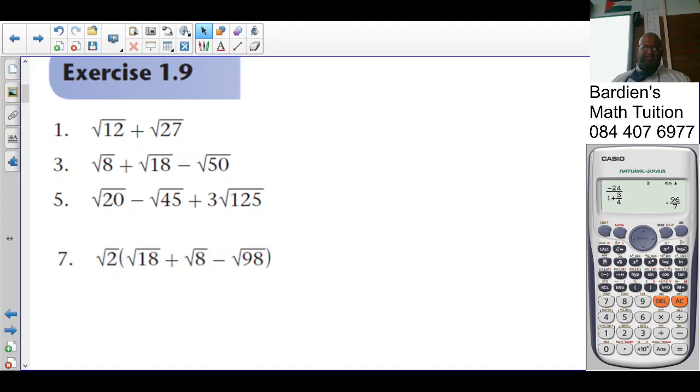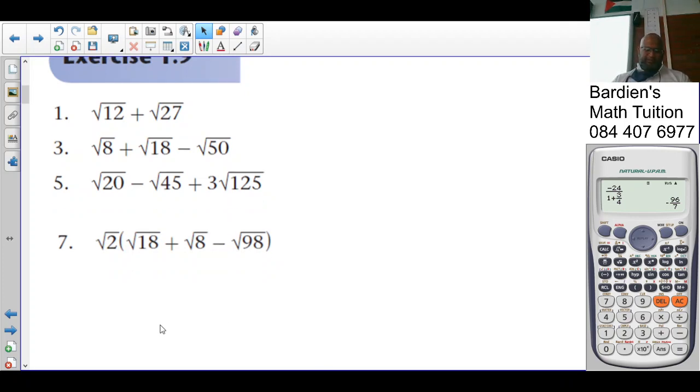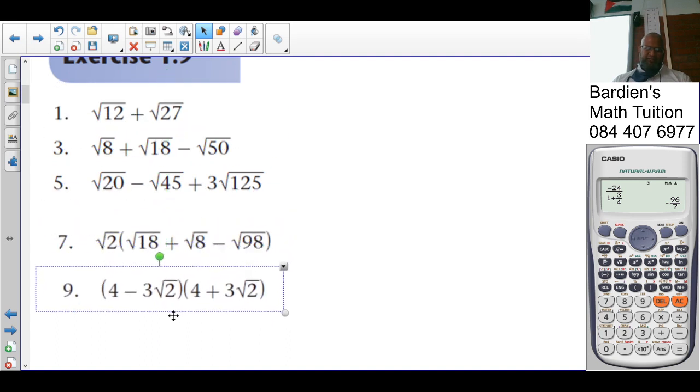But what I notice is they change the question a bit now, and they say show that the answer is that. So they give you the root answer. So you must end off with that. So you must show your intermediate steps. So rather play it safe and show all your steps.